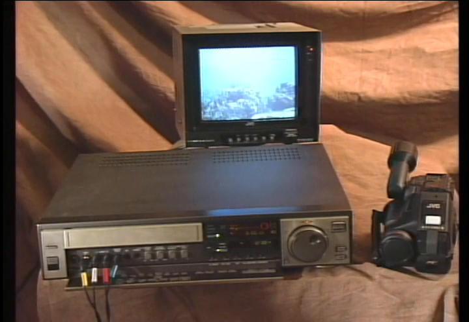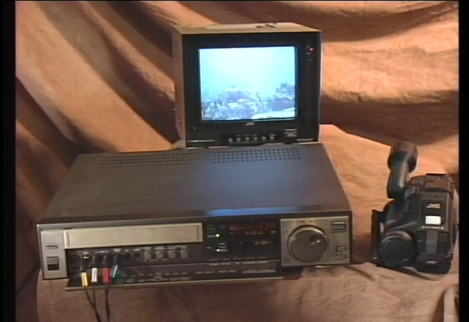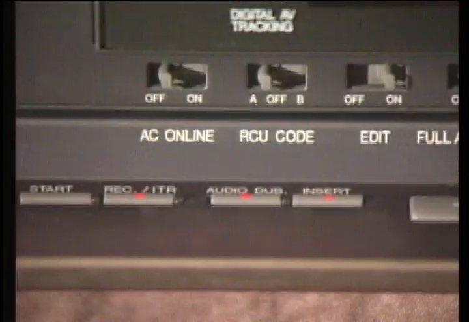The most basic editing system available includes your camcorder as a playback unit and your VCR as the recording unit. It is mandatory that your recording deck be equipped with flying erase heads. The flying erase head is an additional head mounted on the drum that erases one frame at a time for precise, glitch-free erasing and recording. It will also be extremely helpful to use a VCR with an audio dub feature. This audio dub enables us to add audio to our edited tapes without creating another recording generation.